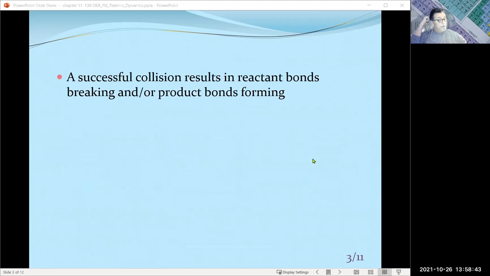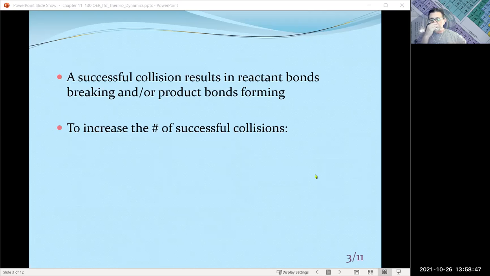Okay, so you're going to have sufficient collision. So what do we do to assure that we have sufficient collision? Well, the easiest thing is to increase the number of collisions, okay? And that can be done in multiple ways.